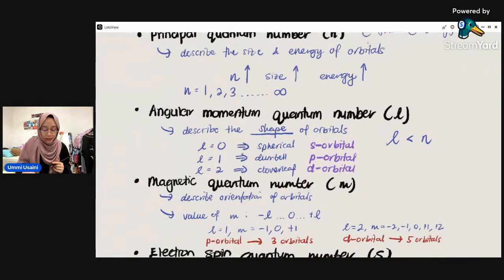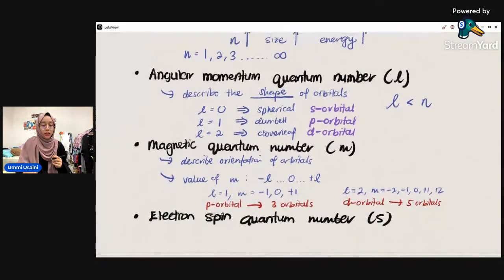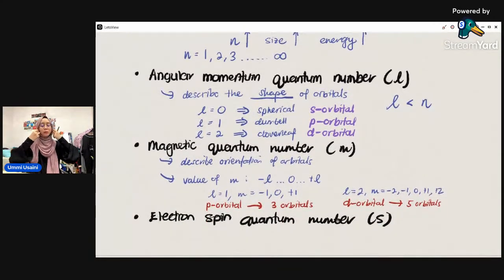Okay? Alright. And then lastly we have the electron spin quantum number. What does this one determine? This electron spin quantum number does not depend on any of the values above. It does not depend on l, it does not depend on m. Like we are saying the same thing: n, l, m. s is independent. Okay. And it has fixed values. It has only 2 values. What is it? What does the electron spin quantum number determine?